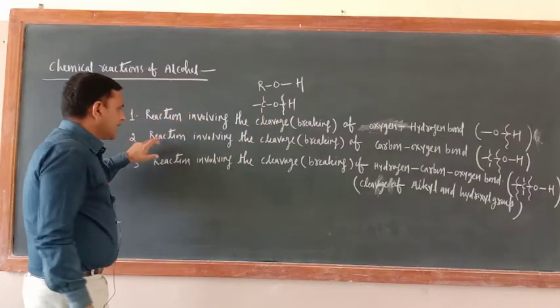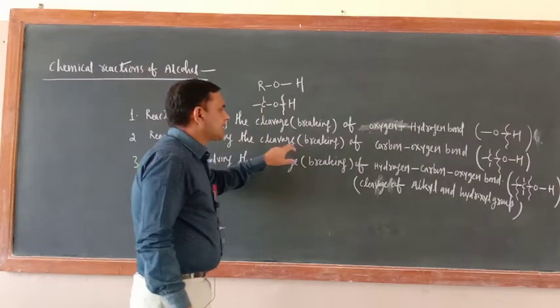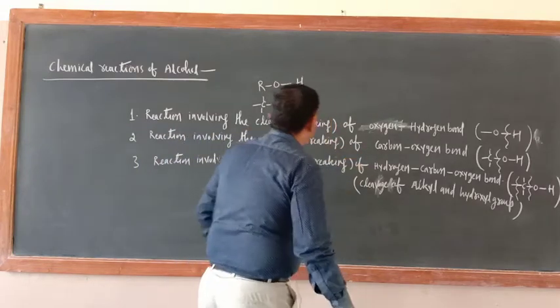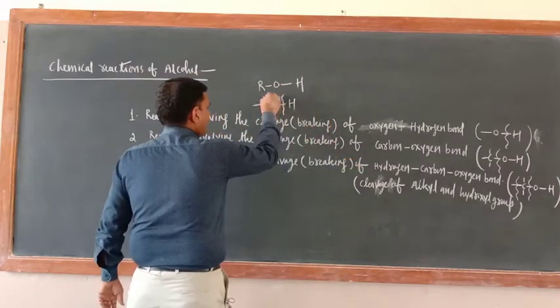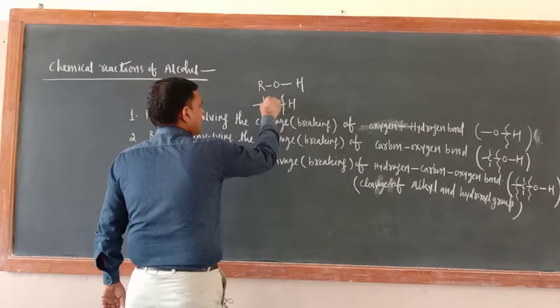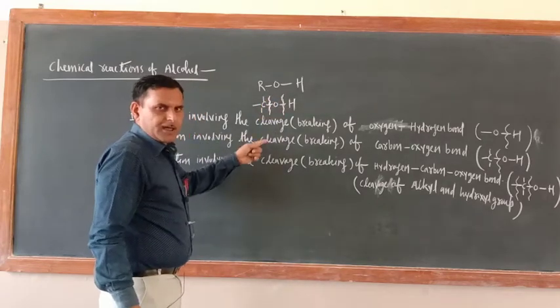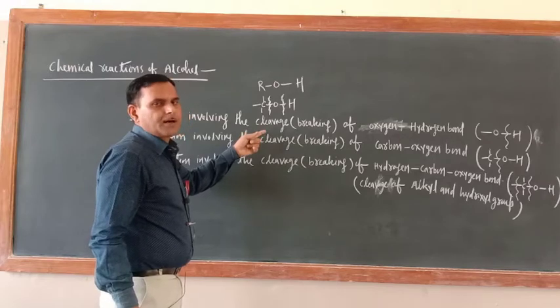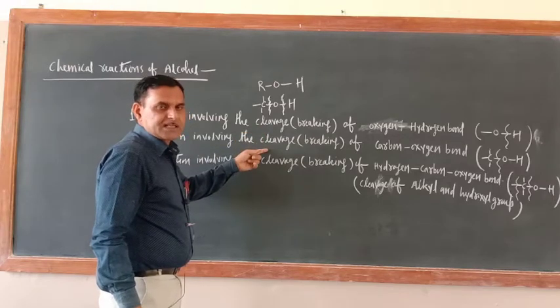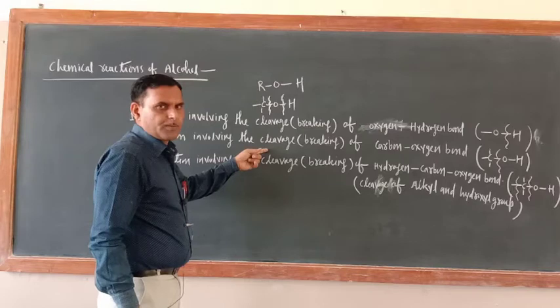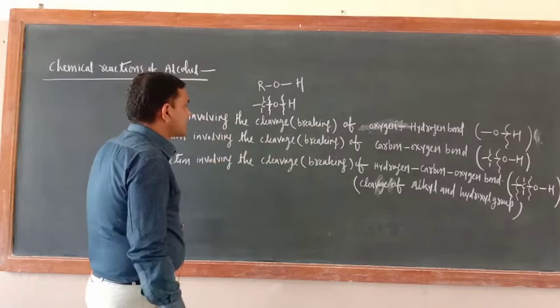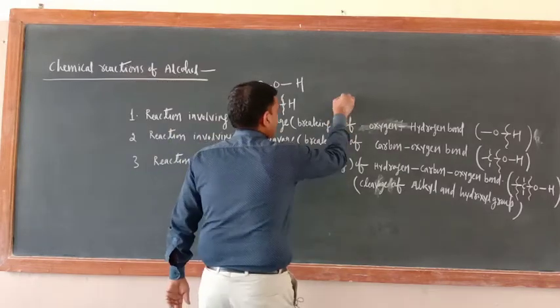Next is the reaction involving the cleavage or breaking of the carbon-oxygen bond. This bond would be broken from here, so the removal of OH would be there. In the first case, H positive will come. In the second case, OH negative would be broken. The third case, we should understand in this way.